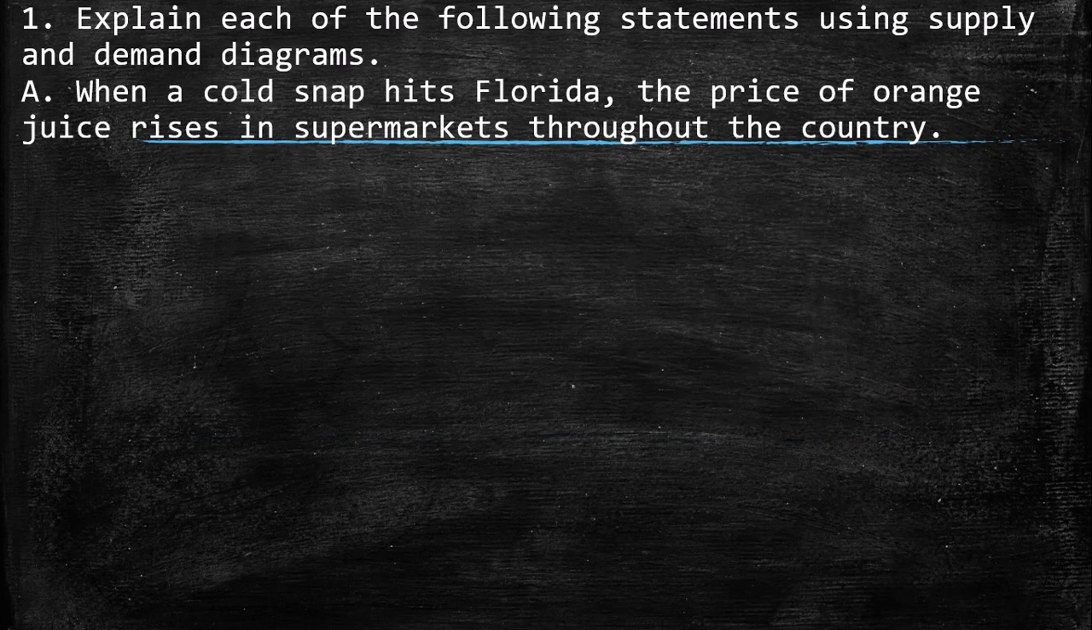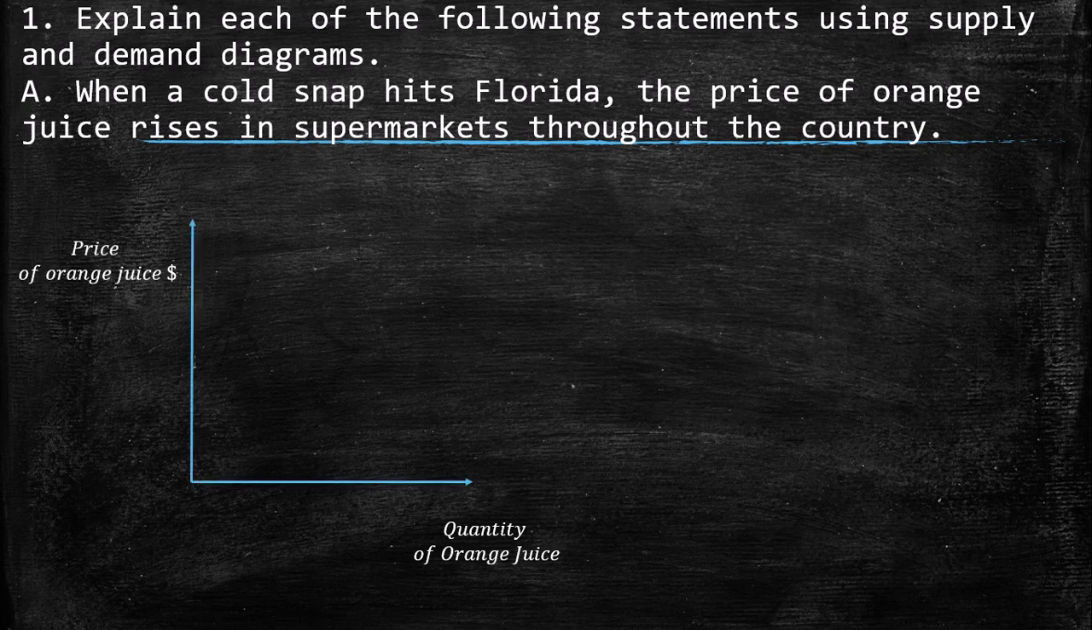So the first question says, explain each of the following statements using supply and demand diagrams. First, when a cold snap hits Florida, the price of orange juice rises in supermarkets throughout the country. So here we have the quantity, and here we have the price of orange juice. So here we have the initial situation. Imagine that the market is in equilibrium. So we have Q1 and price 1.